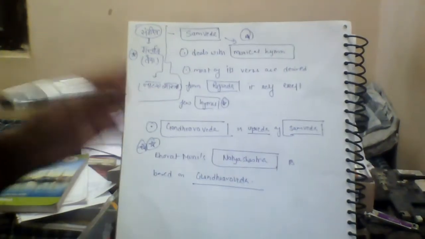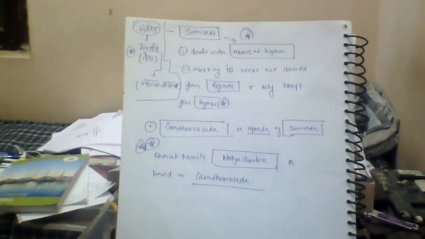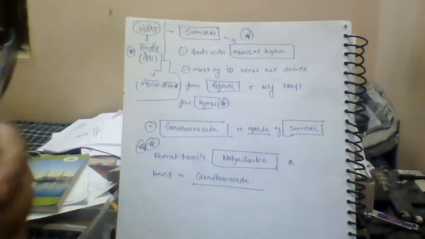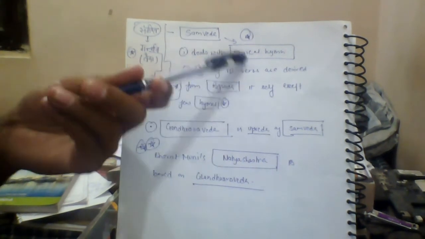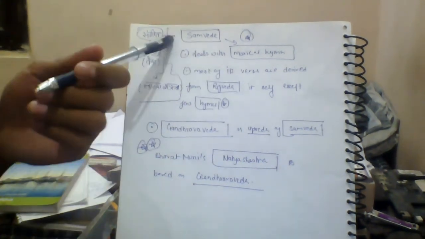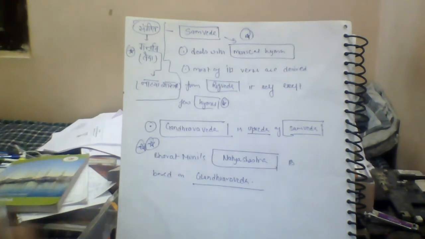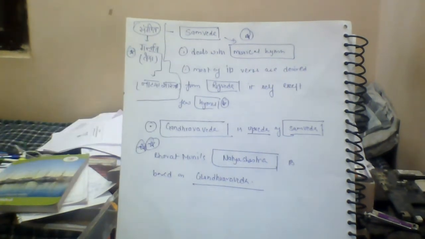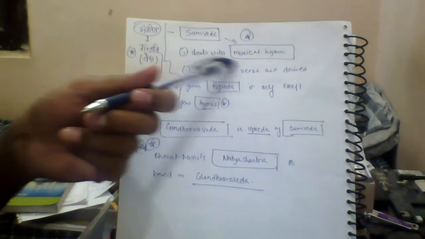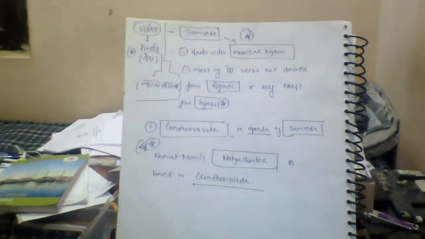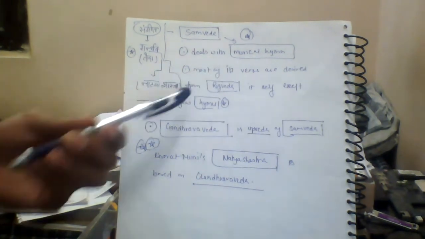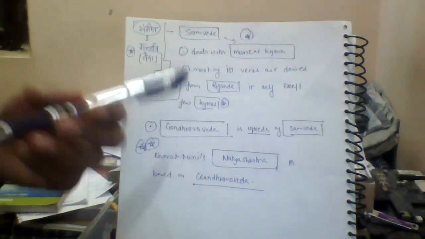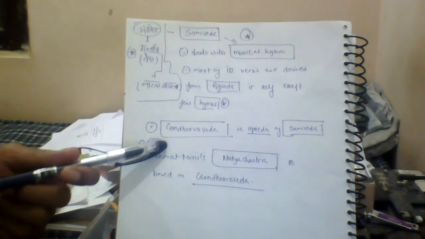Then comes Samveda. Sam and Sangeet are a similar kind of word; both start with the sound of 'sa', which is very easy to remember. Samveda deals with Sangeet, the musical hymns, and most of its verses are derived from the Rig Veda.